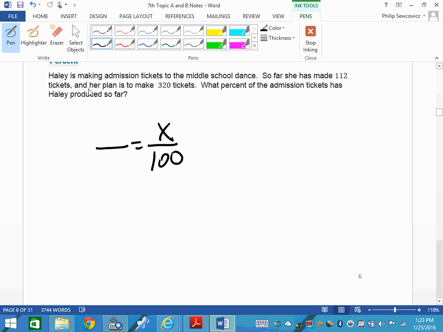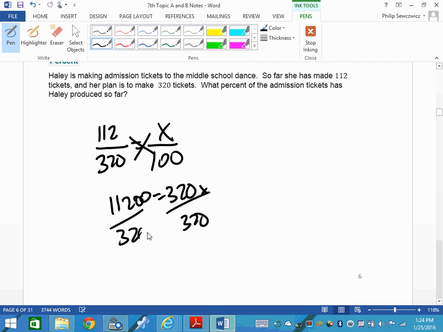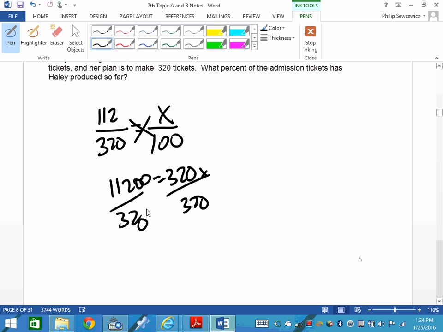So here, she's making mission tickets. So far, she's made 112 tickets. She plans to make 320. So that's the part she's made out of the total amount. Again, you could simplify. I'm going to go cross products, but since I've got a calculator here, I'll make use of that. If you're using cross products, we do want to show how we're solving our equation by dividing both sides by 320. So if we do a little division problem there, let's see what you get.